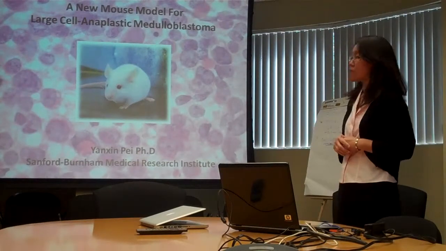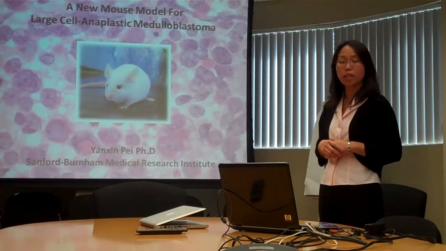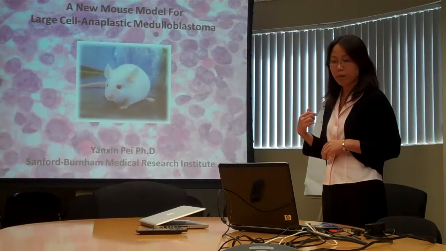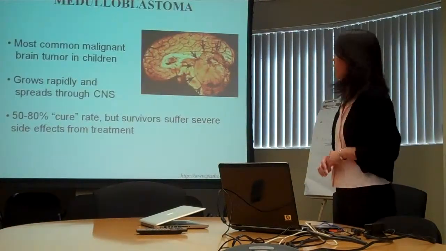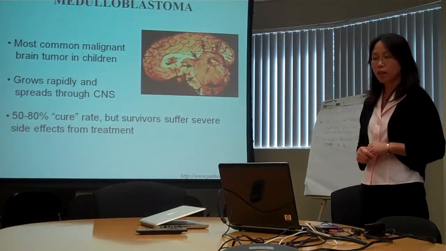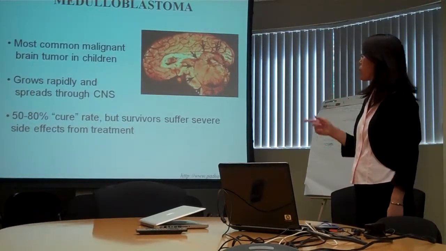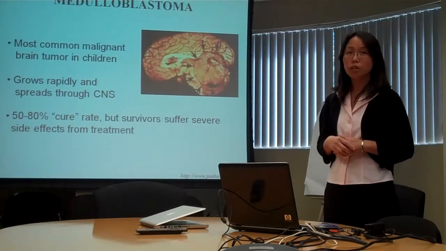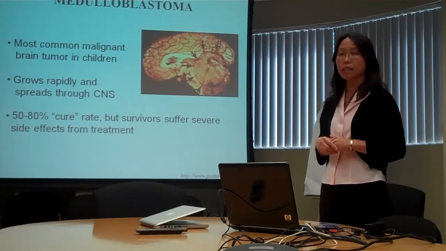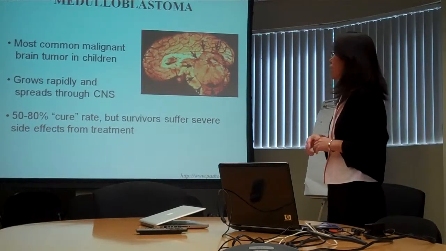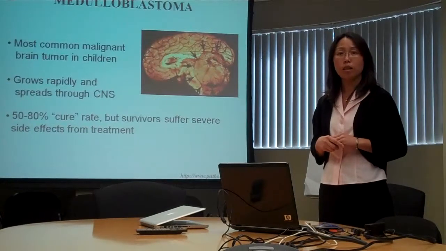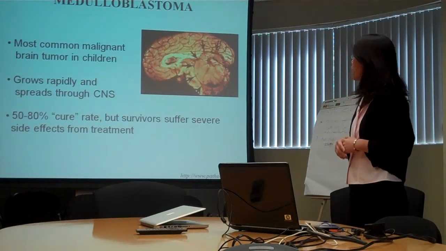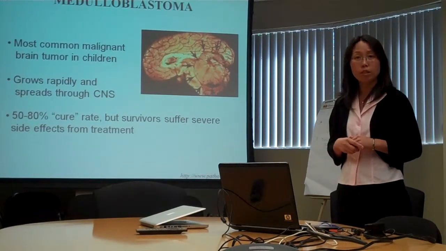I'm not going to talk about the details of my project, but I will introduce some background on medulloblastoma and a simple description of my project. I'm working on creating a mouse model of medulloblastoma. First of all, what is medulloblastoma? Medulloblastoma is a tumor that occurs in the cerebellum in children. It contains a lot of mature neurons. It was thought to arise from primitive progenitors called medulloblasts. Therefore, it is named medulloblastoma.